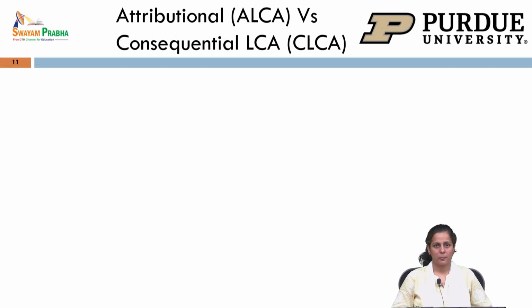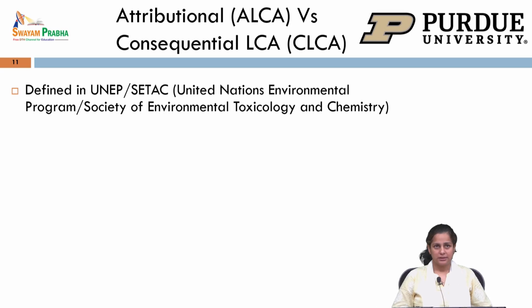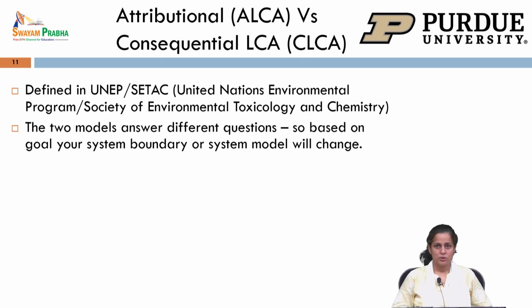Next, selection of system boundary also depends on the type of LCA, such as attributional LCA versus consequential LCA. That is defined in UNEP-SETAC, which is our United Nations Environment Programme and Society of Environmental Toxicology and Chemistry. The two models, attributional LCA versus consequential LCA, answer different questions. So, based on the goal that you define in your goal phase of LCA, your system boundary or system model will change, and we will see an example of how it changes.